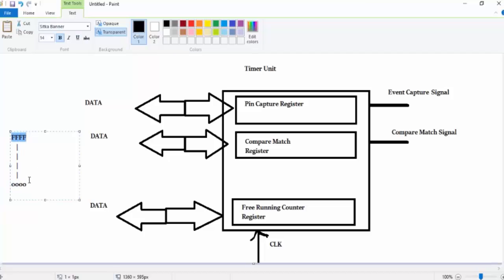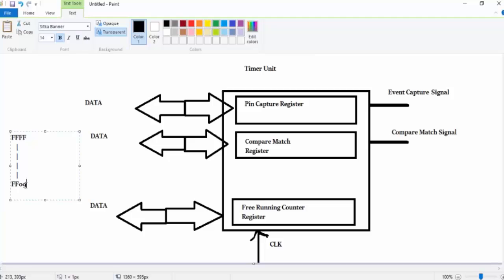Suppose I write something else, like FF09. So the CPU will initially write FF09 to the 16-bit register, and then it will be updated and reach the maximum value, that is FFFF. So we can write an initial value in the register so that I can get the exact timing that my application requires.